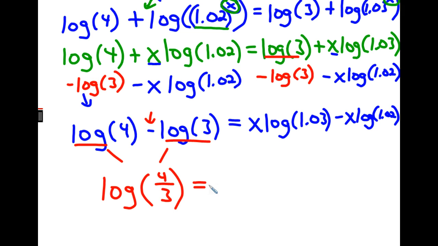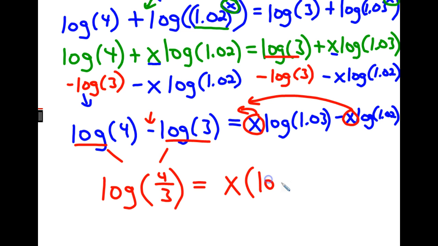On the right-hand side, what will I do? The same thing I did on that last example. I will factor out an x, and I'll be left with log base 10 of 1.03 minus log base 10 of 1.02. And let's learn our lesson from that last example. Sorry, there should be another parentheses here. Let's try that again, a little bit smaller, 1.02, like that.